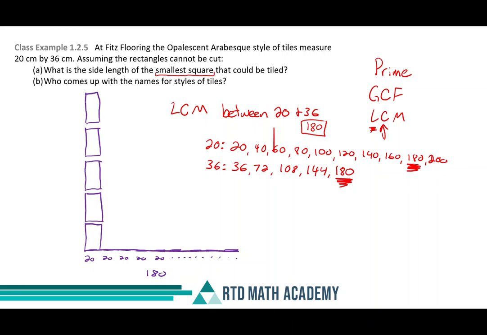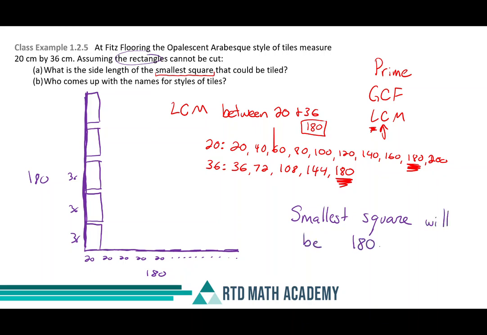Okay, so really, I do now know this side is 5 times 36, and 5 times 36 also happens to equal 180. So I know the smallest possible square with no cuts on our actual tiles will be 180 centimeters as one of its side lengths.